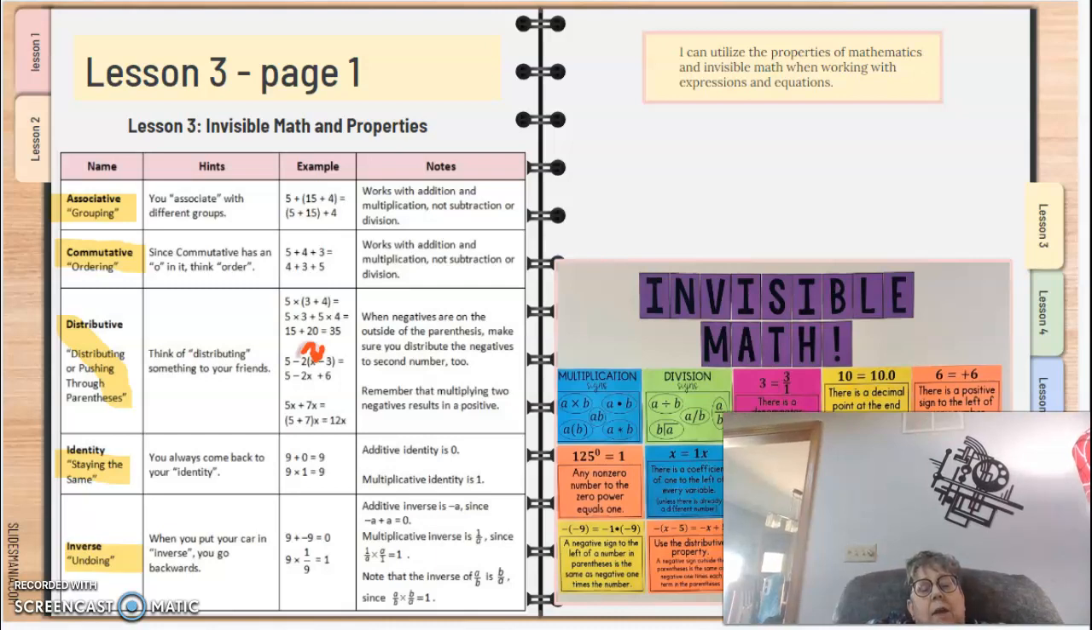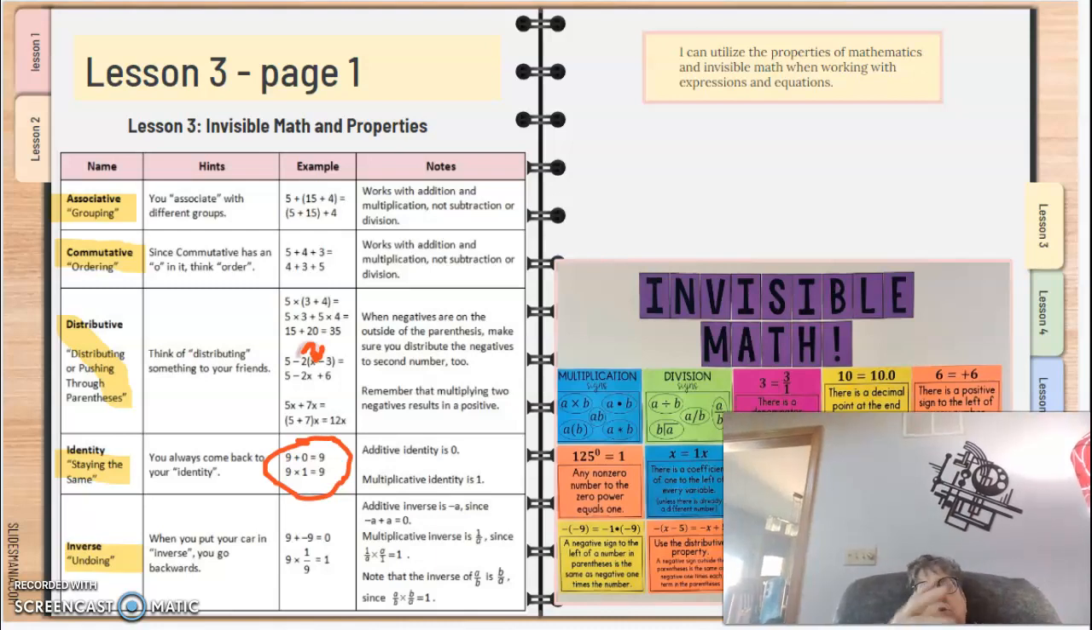Identity is basically saying that any number plus 0 equals itself, and any number times 1 equals itself. Now, that's a property that you don't even think about. You just use that automatically because it's something that you're familiar with.